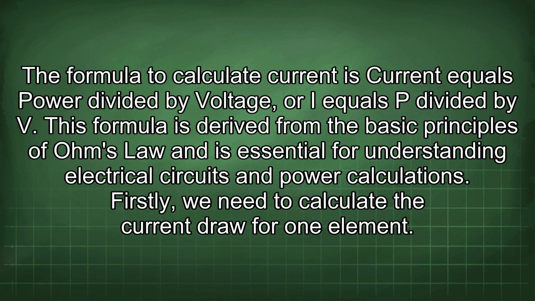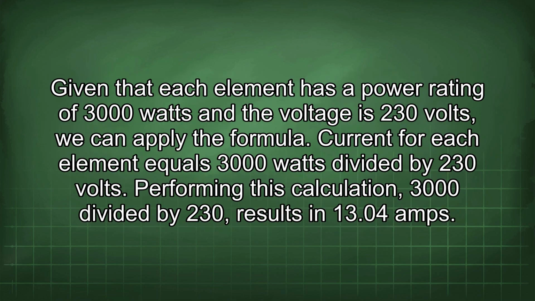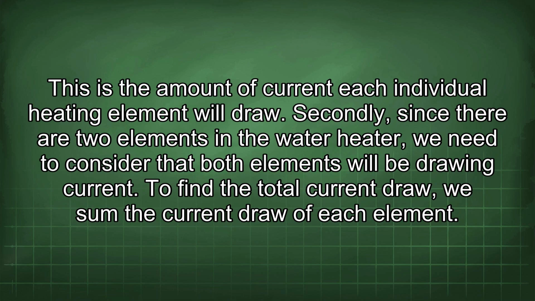Firstly, we need to calculate the current draw for one element. Given that each element has a power rating of 3000 watts and the voltage is 230 volts, we can apply the formula. Current for each element equals 3000 watts divided by 230 volts. Performing this calculation, 3000 divided by 230 results in 13.4 amps. This is the amount of current each individual heating element will draw.